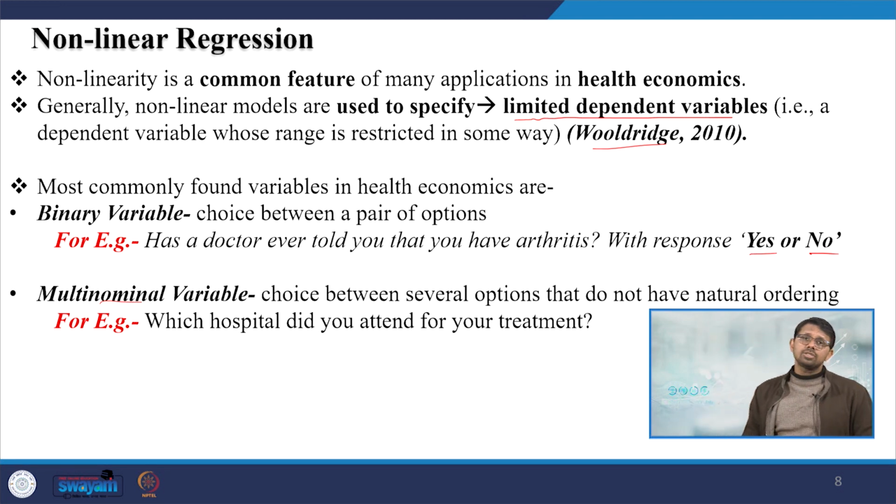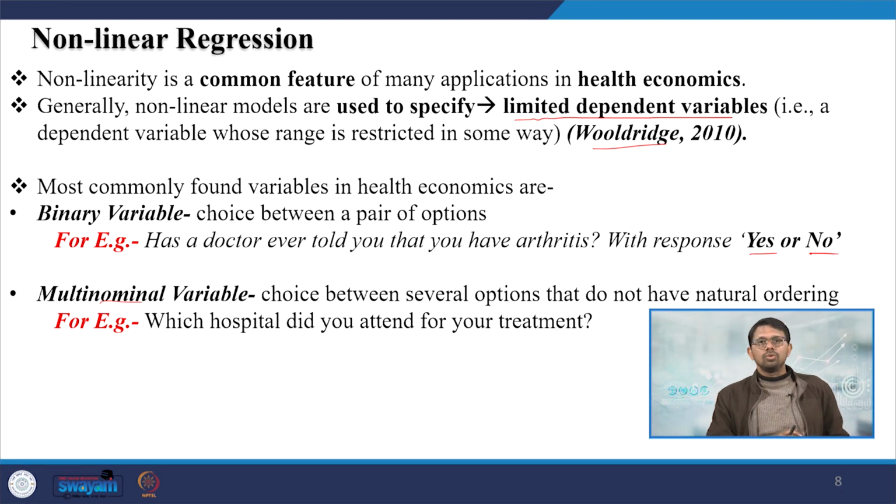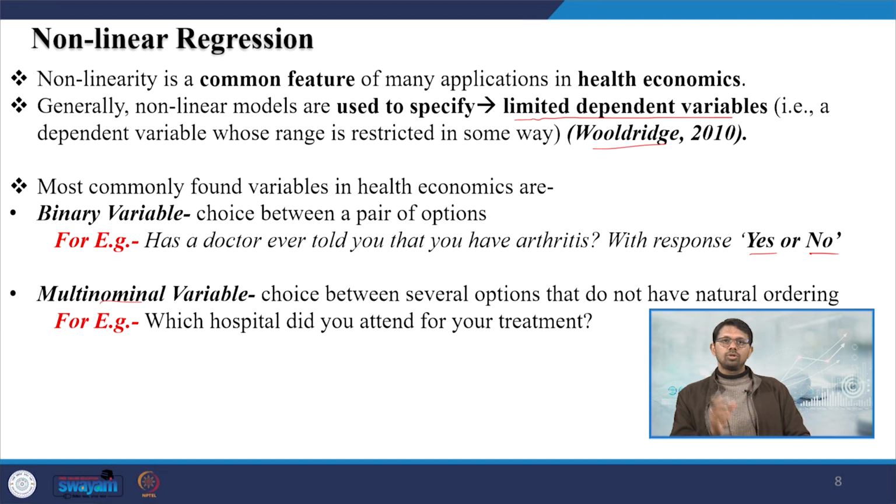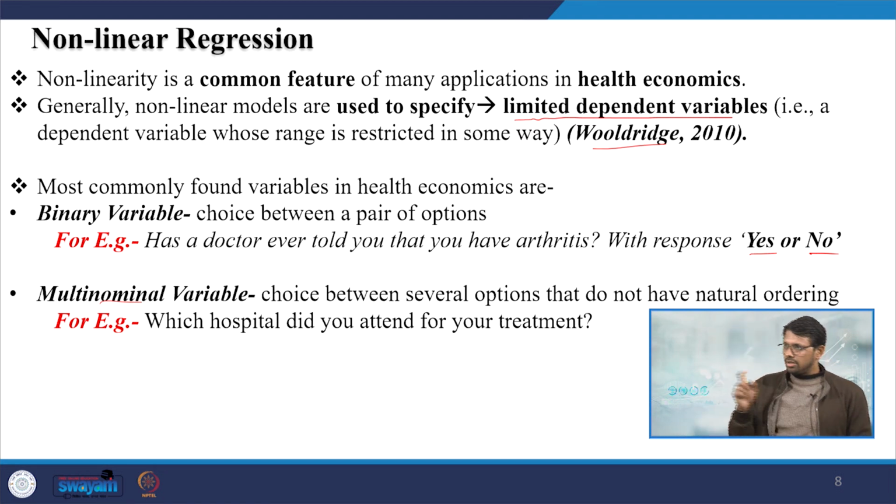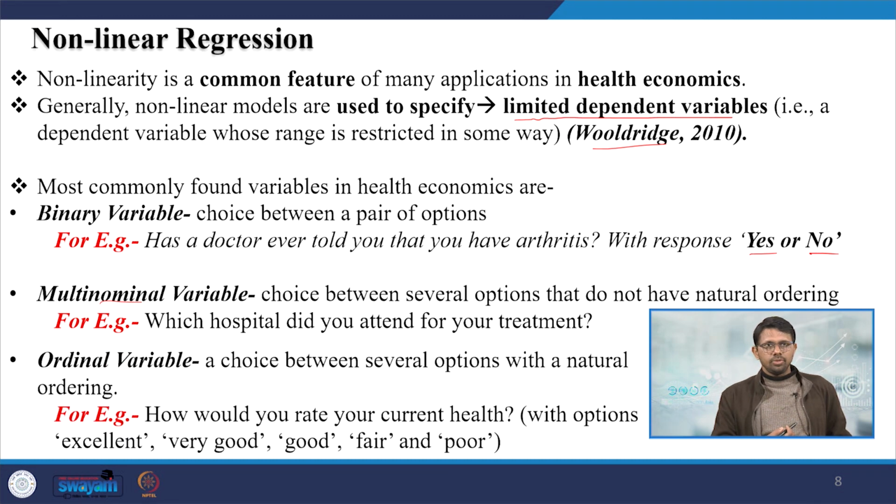In this case, the choice is between several options that do not have a natural ordering. For example, which hospital did you attend for your treatment? So, if these choices are given, there is no ordering followed, hence that is purely called the multinomial variable.